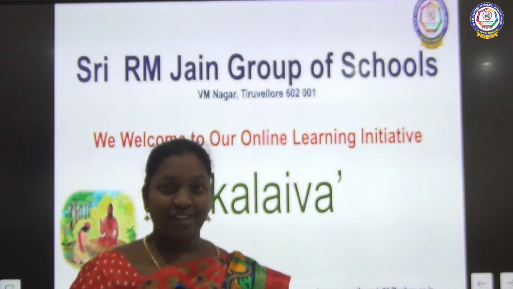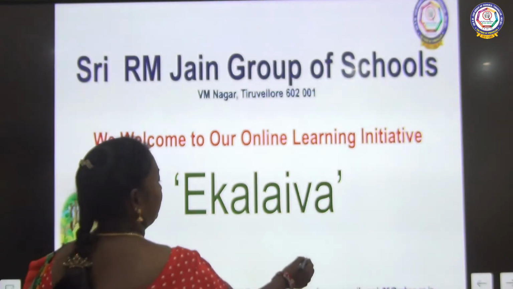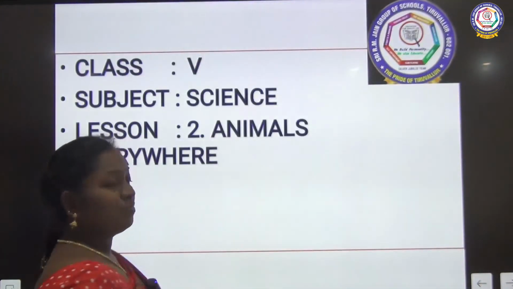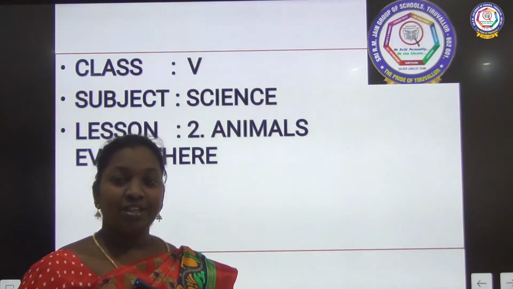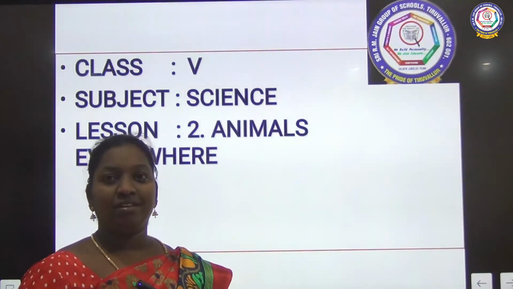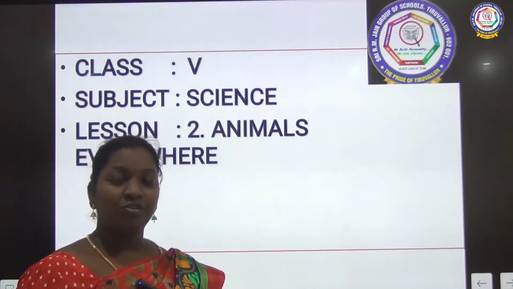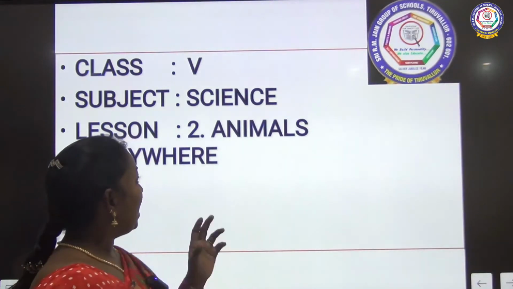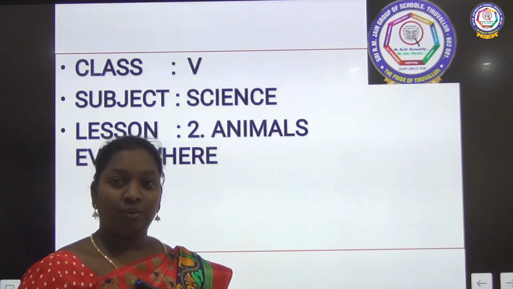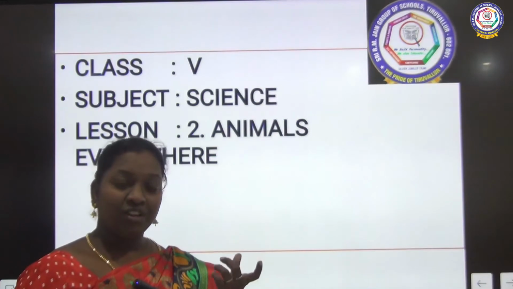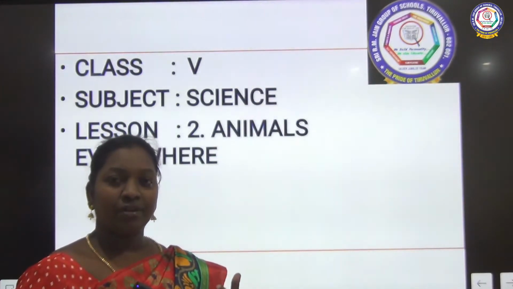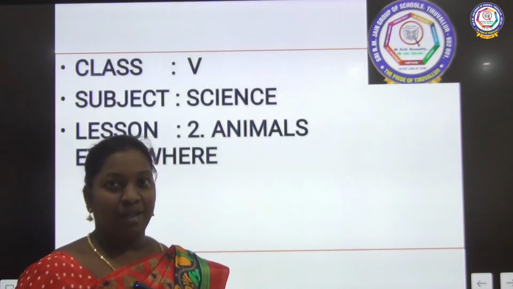Shall we see the second lesson now? In the first lesson we saw completely about plants. This is the second lesson. Along with plants, you are going to learn about animals. Why have I used the word plants? You know very well that animals' food depends completely on plants, isn't it?